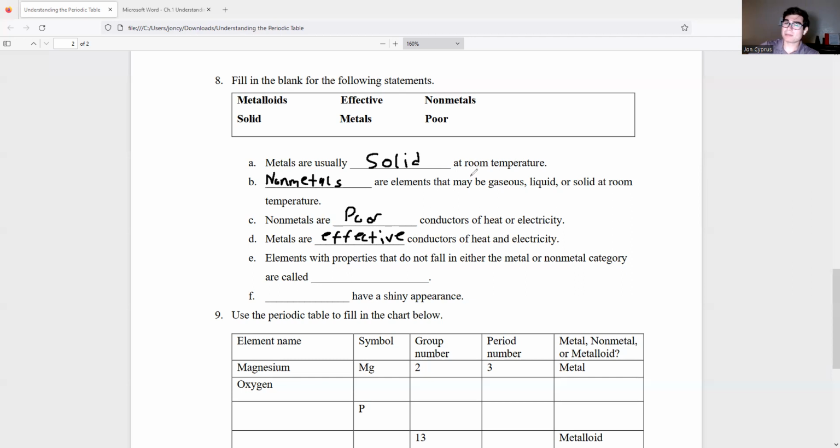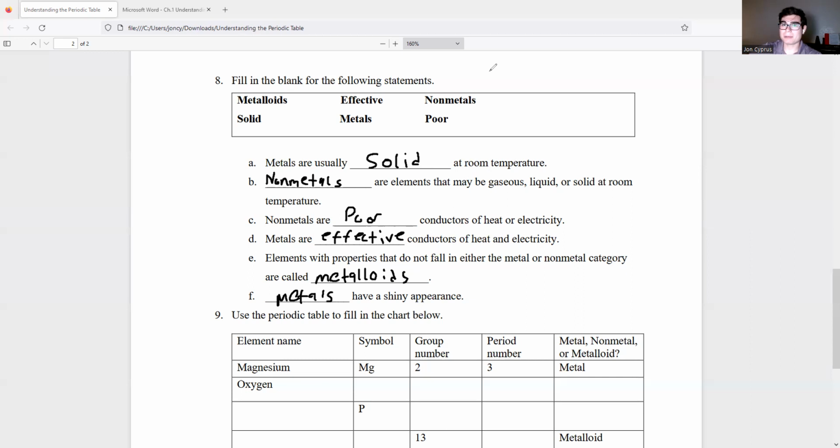E says elements with properties that do not fall in either the metal category or non-metal category. These are called metalloids. So very quickly, something that I should cover, which actually I'll come back to. I'm going to show you on the periodic table where the metalloids would be. And then this one is metals. So metals have a shiny appearance.